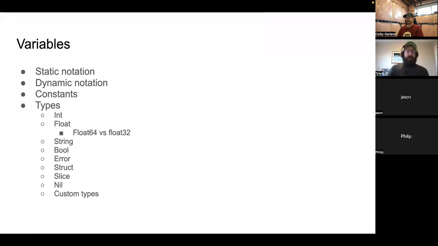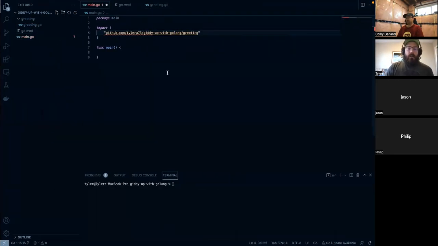Anyways, so variables. There are a lot of different types of variables in Go, just like in any other language. There's two different types of notation for your variables: static notation and dynamic notation. Static notation is when you declare the type of the variable. Dynamic notation is when the variable you've declared infers the type based on what you're providing it with. They have both. For example, if I want to declare an integer, I can declare an integer called i: var i int = 1.